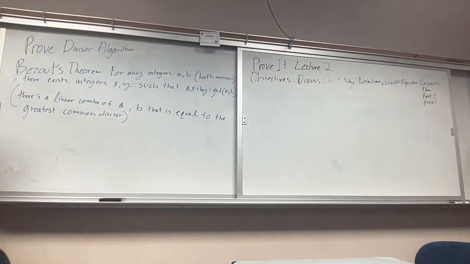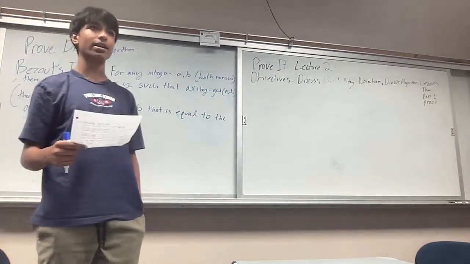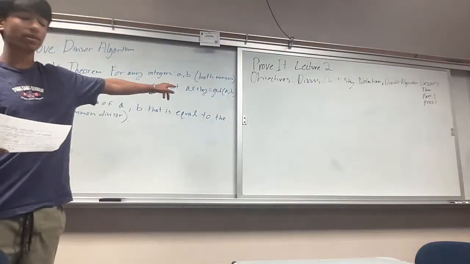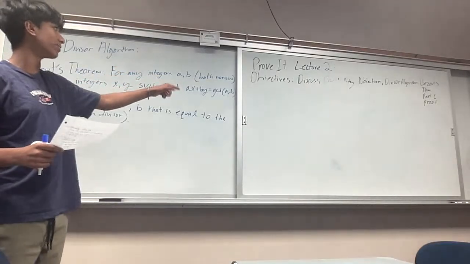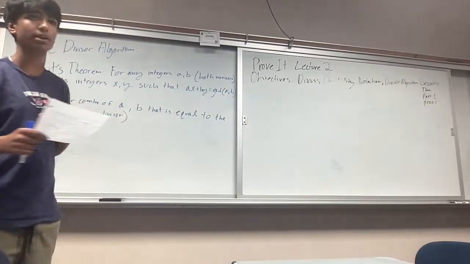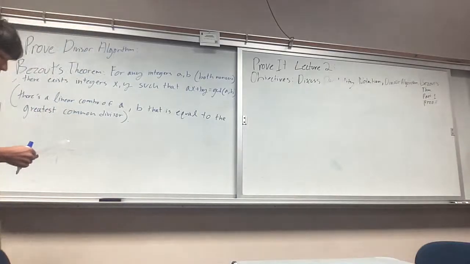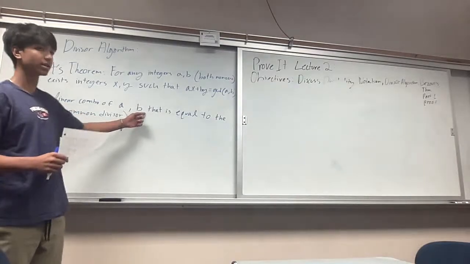Okay. What is Bézout's theorem? All right. So for any integers a and b, both non-zero, there exist integers x and y such that ax plus by is the greatest common divisor of a and b. Okay. So it's relating linear combos of a and b to the common divisor.